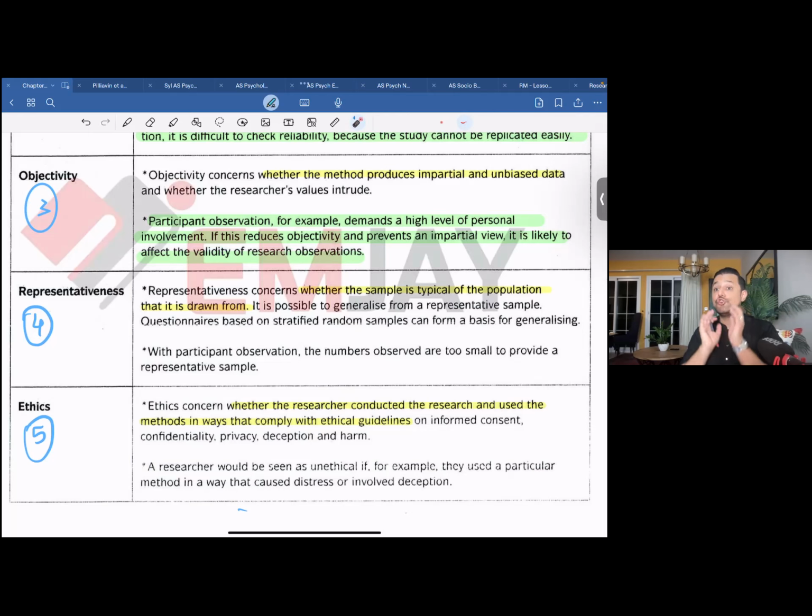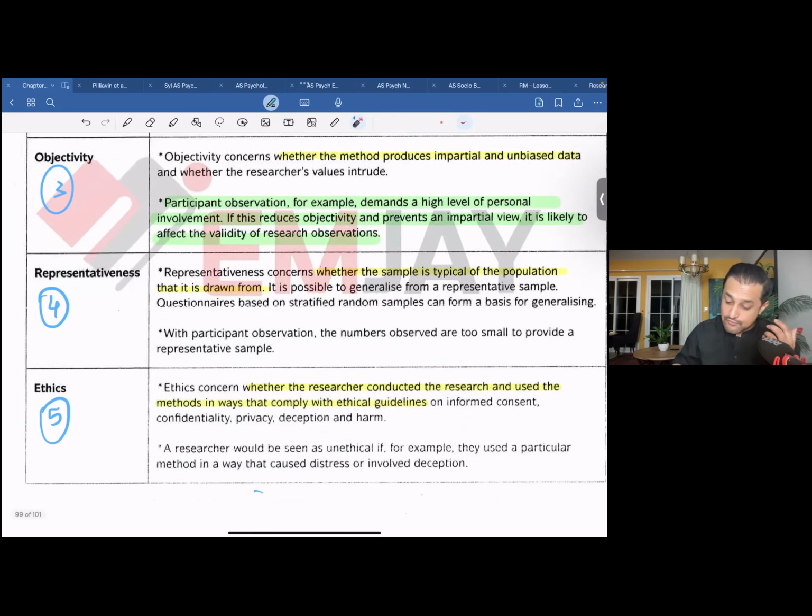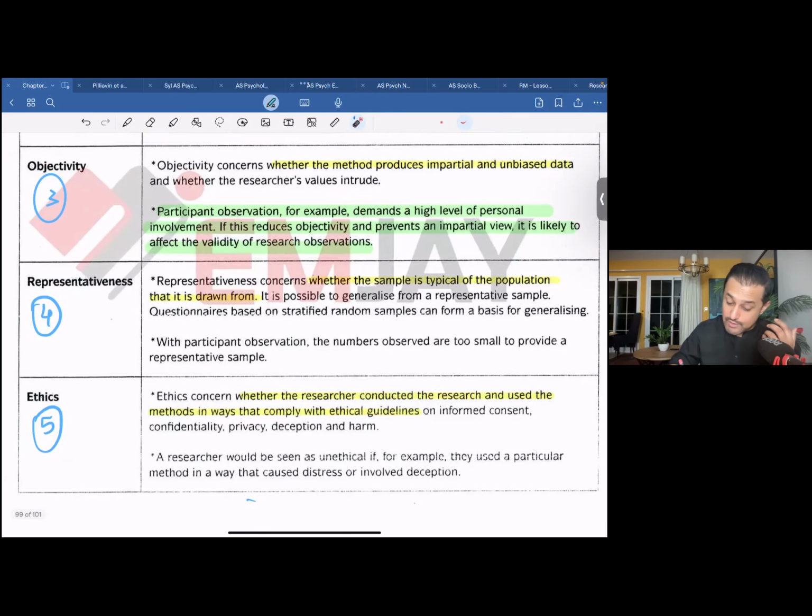If your values intrude into a particular research, then the accuracy of your research findings would be questionable, right? Participant observation, for example, demands a high level of personal involvement. If this reduces objectivity and prevents an impartial view, it is likely to affect the validity of research observations.